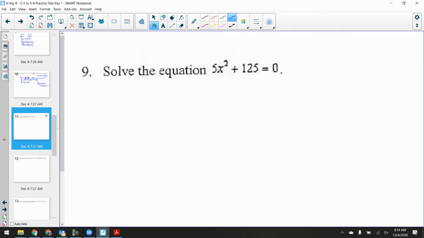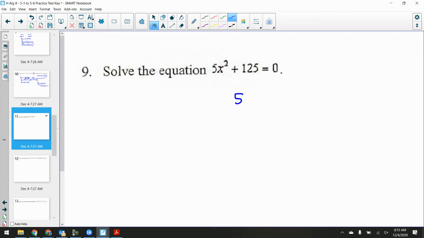All right, take a look here. Do I tell you how to solve? No, you can do whatever you want. But this doesn't have a b term, does it? So if it doesn't have a b term, how do I know it doesn't have a b term? You don't see just an x, right? So if there's no just x, just solve directly.